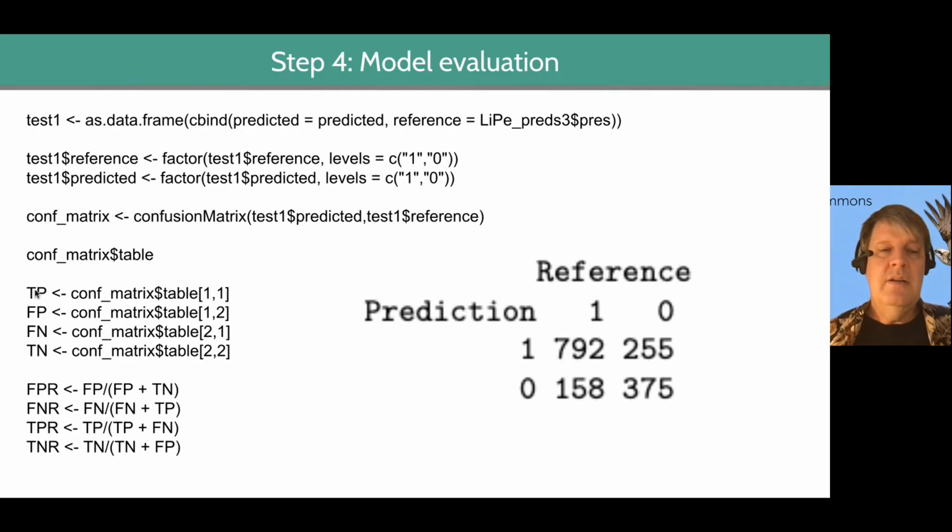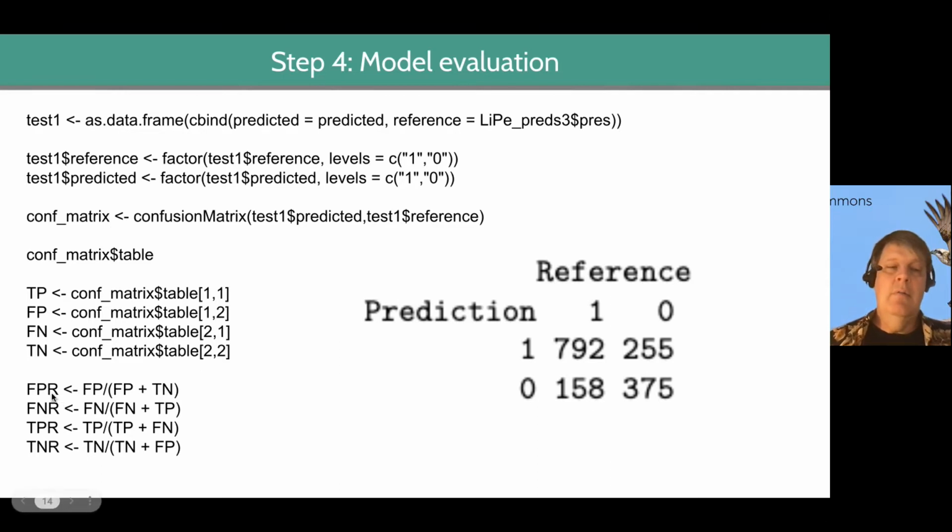So true positives are here, the 1s and the 1s in this particular matrix, right? We predicted it was there and it was actually there. All this is doing is, this line of code is returning this value of 792. This one is returning the value of 255. This one is returning the value of 158. And this, TN, is returning the value of 375.